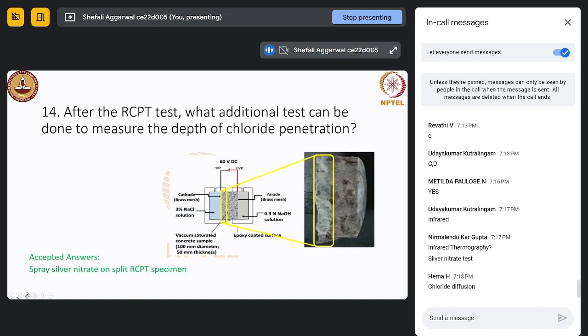What is done is we spray the silver nitrate on the cutout specimen, and the part which is converted to white or silver, as we can see there, tells us how much chloride has diffused through the concrete in the RCPT test. Is it clear why we are not using the chloride diffusion test?